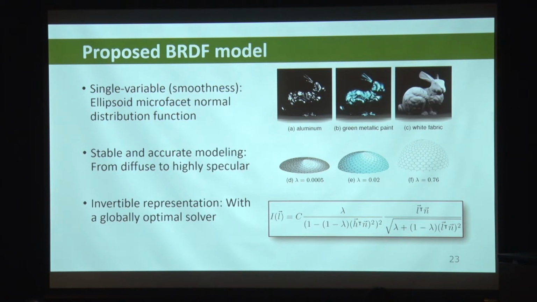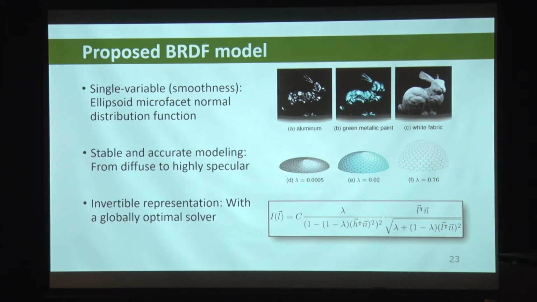So first, it should be very simple. It is a microfacet-based model, but we just have one variable about the smoothness or the glossiness, based on the ellipsoid microfacet normal distribution function. If you render it, it looks like this. And it should be a stable and accurate model, from very diffuse to highly specular objects.